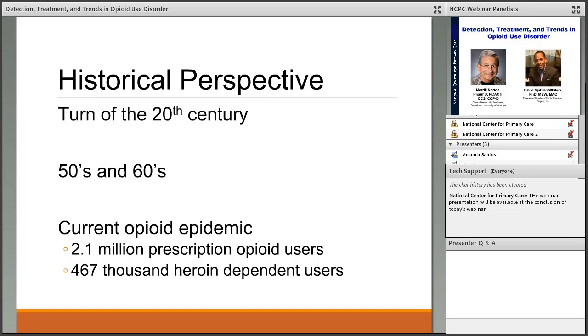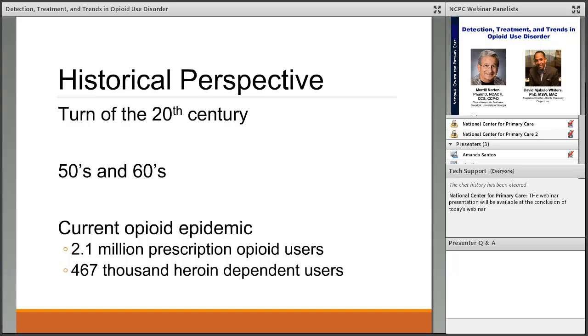Well, here we are again in the 21st century with another opioid epidemic. An epidemic that I guess we're including heroin in. I hear people say opioid epidemic and heroin epidemic, or heroin and opioid epidemic, as if heroin is somehow separate from the rest of the opioids that are being used and abused, or used and misused. In this country, according to the National Institutes of Health, there are a little more than 2 million prescription opioid users. There are 467,000 heroin dependent users.